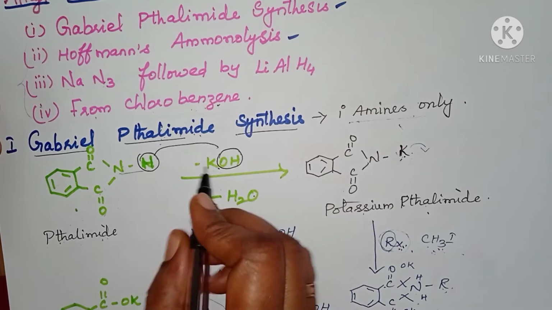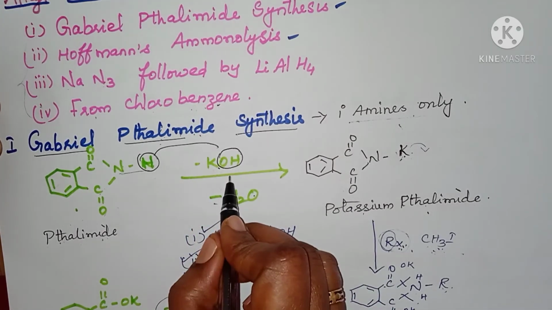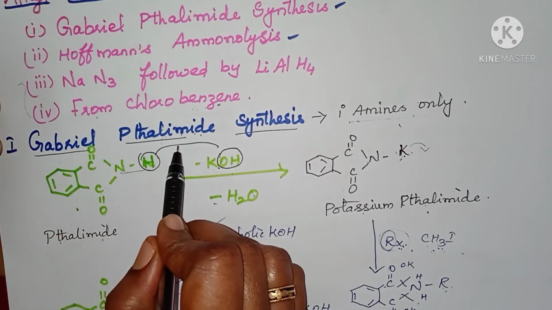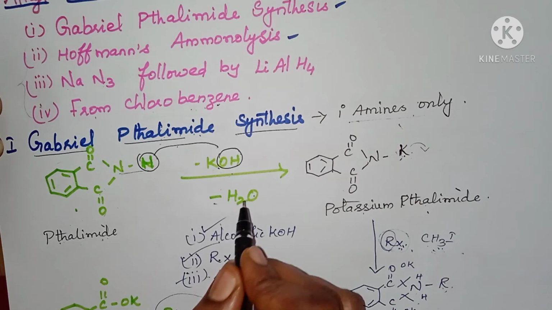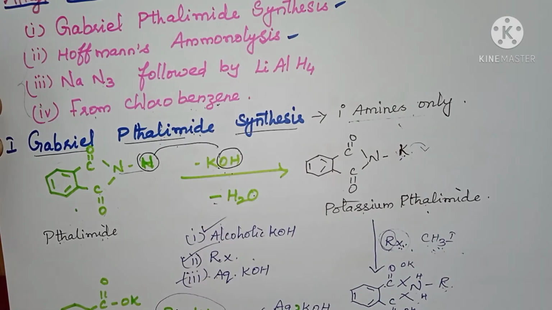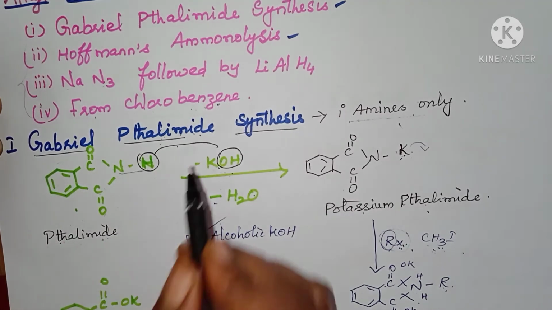In the phthalimide, KOH, see, it is one base, a strong base. Gabriel phthalimide synthesis is a very, very important naming reaction. So KOH we are taking. In this, I would like to tell you what the speciality is in Gabriel phthalimide synthesis.